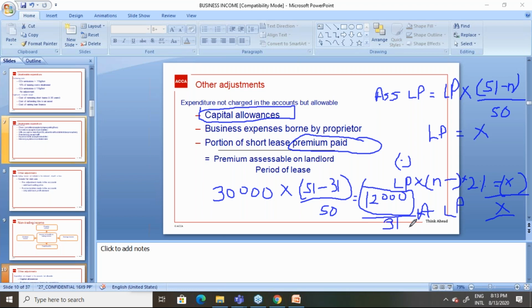So at the exam, you will be tested on short-term leases, not on long-term leases, so you don't have to worry about that. So here, what you need to remember, £12,000 is the total expenditure that you can claim. So you divide it by 31, then you get the lease premium relevant for each year that you can claim as an allowable expenditure. Okay, right.